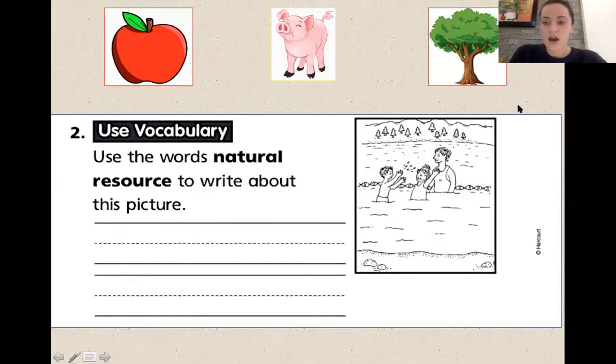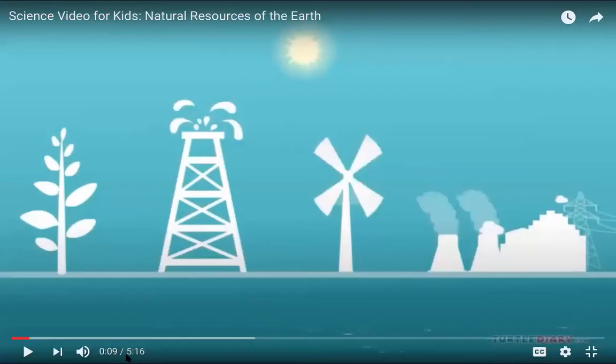All right, so let's watch a quick video about natural resources. Everyone listen closely. I see 4 things right here. I see plants, I see water, I see a wind turbine, a windmill, and I see a factory.